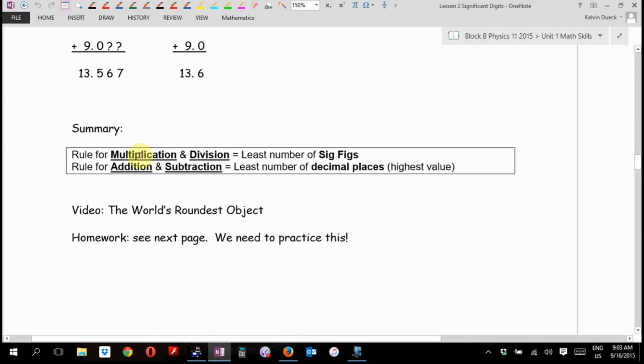So, if you want a summary, because some of you like this, the rule for multiplication and division is the least number of sig figs. The rule for addition and subtraction is the least number of decimal places.